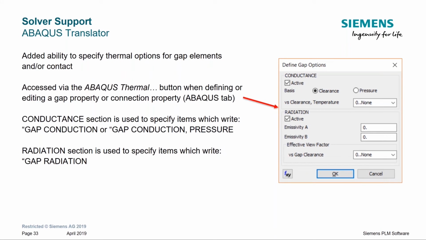We've added some new capabilities for Abaqus. We're now adding the ability to add conductance and radiation gap options. So in this case, you could do both, either or, and then you can define a view factor as a function of conductance versus clearance and temperature, or you could do an emissivity function versus the gap clearance.